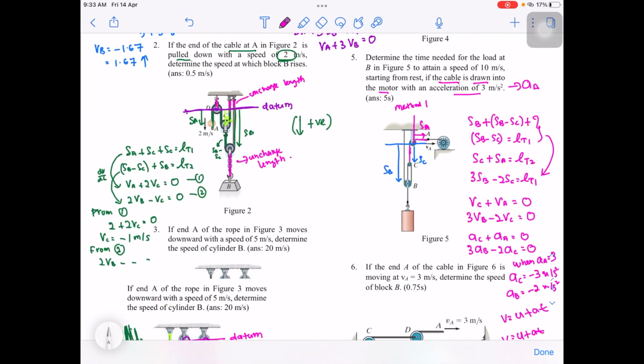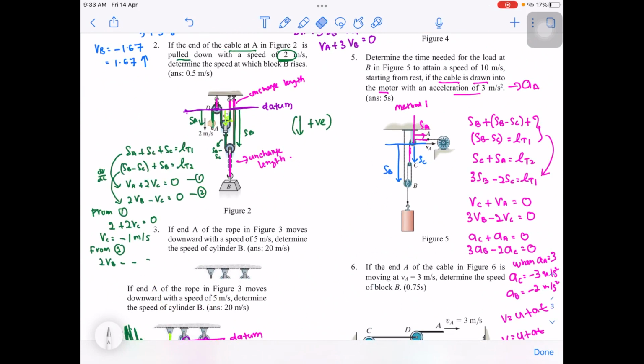So that is method number 1. You buat kedua-dua datum. Okay. So method number 2. Method number 2, saya kena padam dulu. Saya padam je lah.